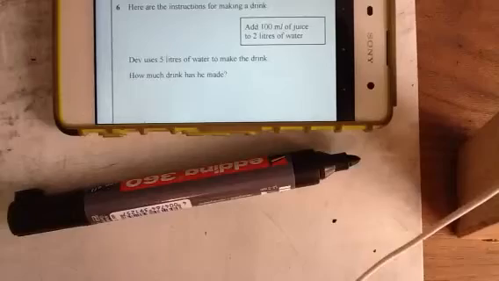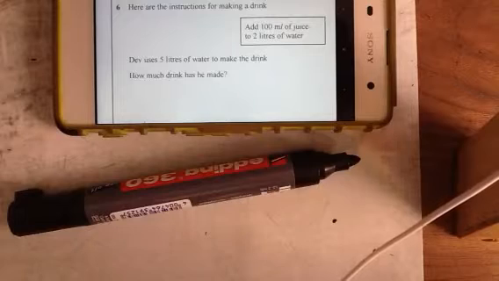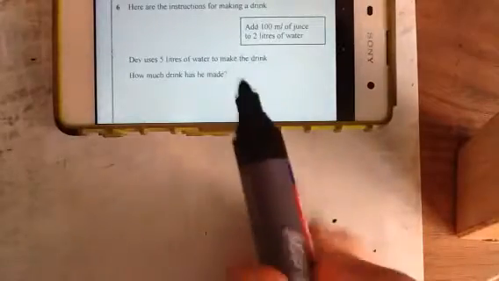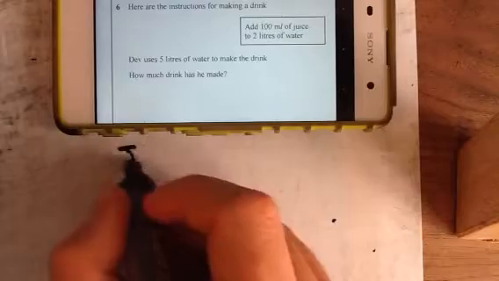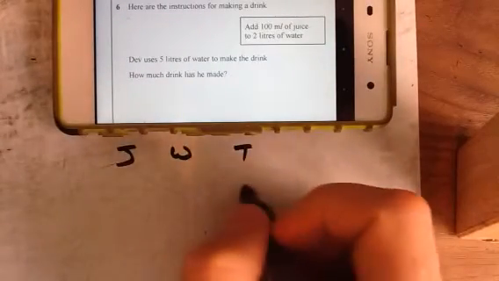Here are instructions for making a drink. Add 100 millilitres of juice to 2 litres of water. Okay. Dev uses 5 litres of water to make a drink. How much drink has he made? Now just remember the drink is the millilitres of juice and the 2 litres of water. Okay, so that's what we need to think of. So I'm going to put 1 for juice, 1 for water, 1 for total. Total is your drink.